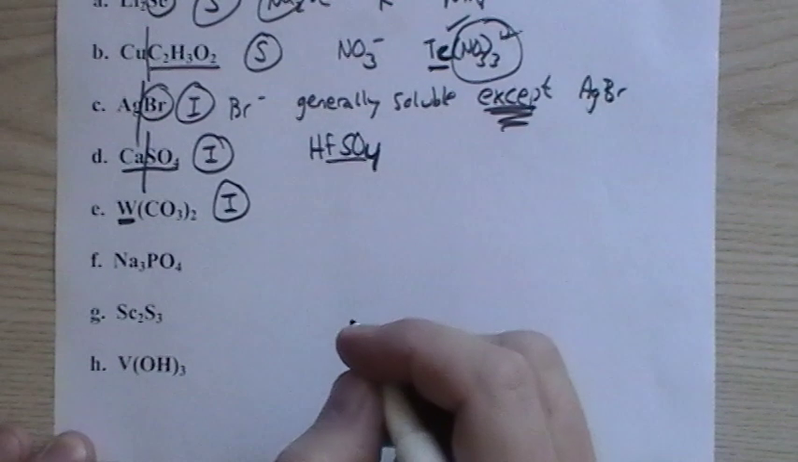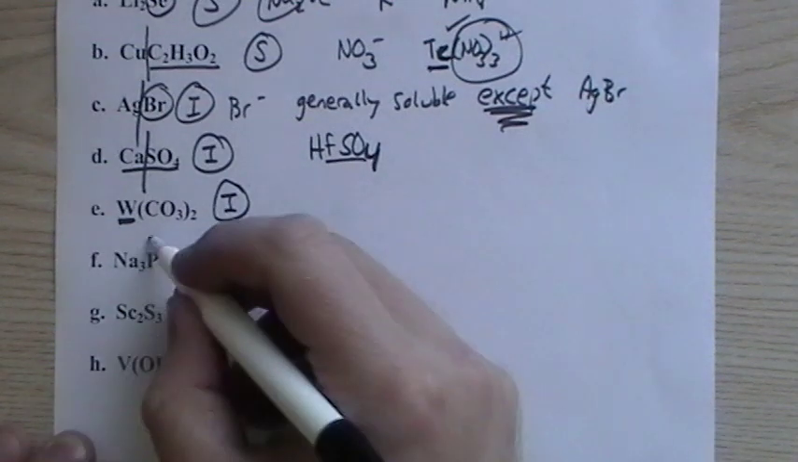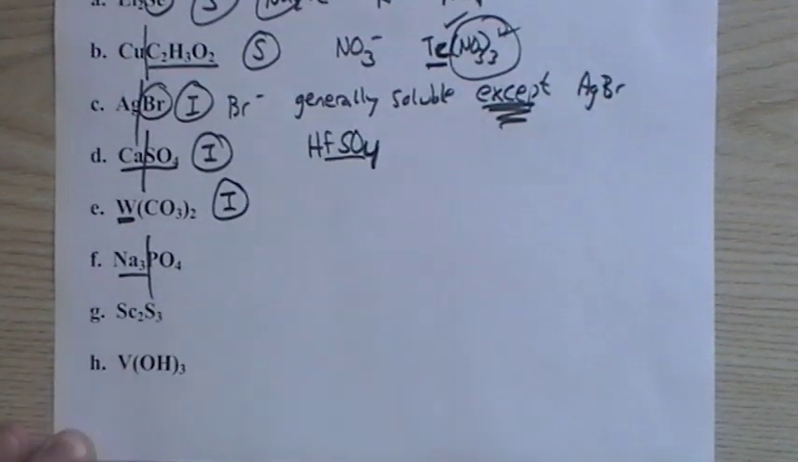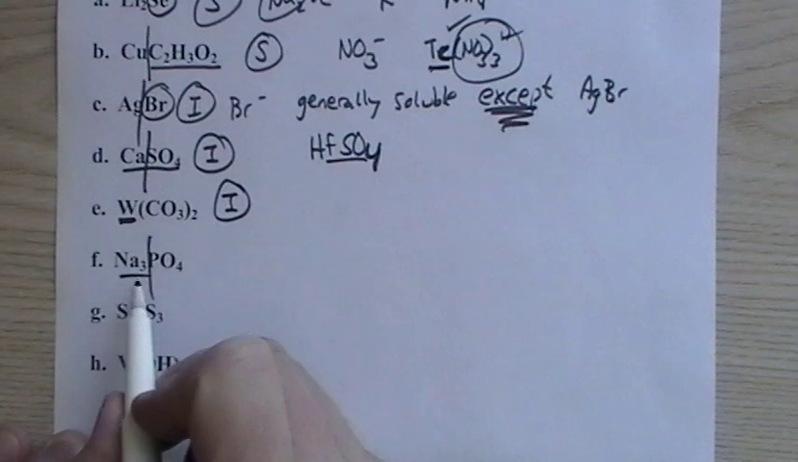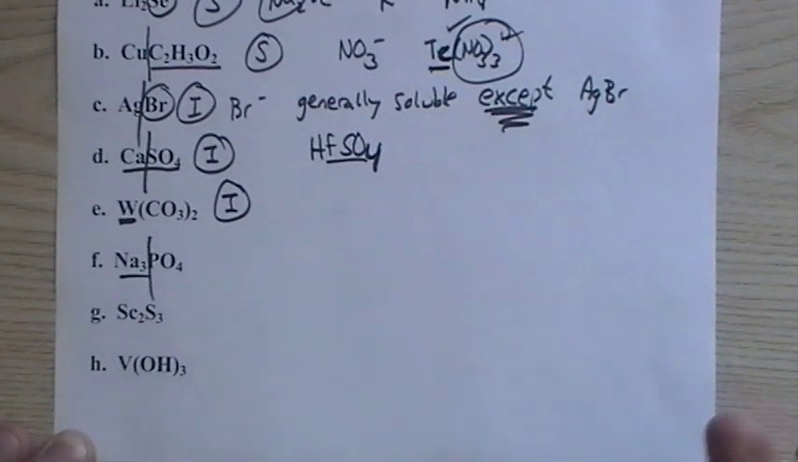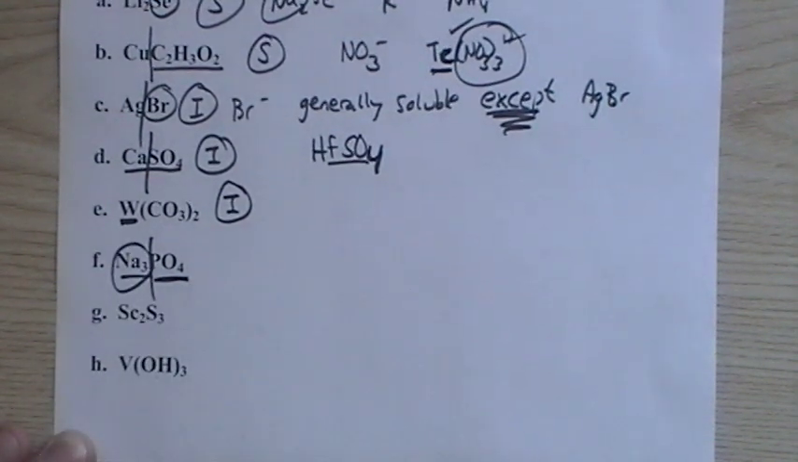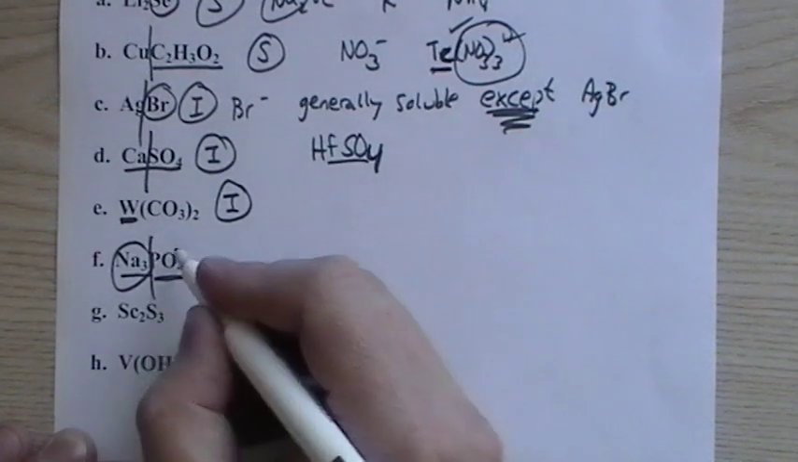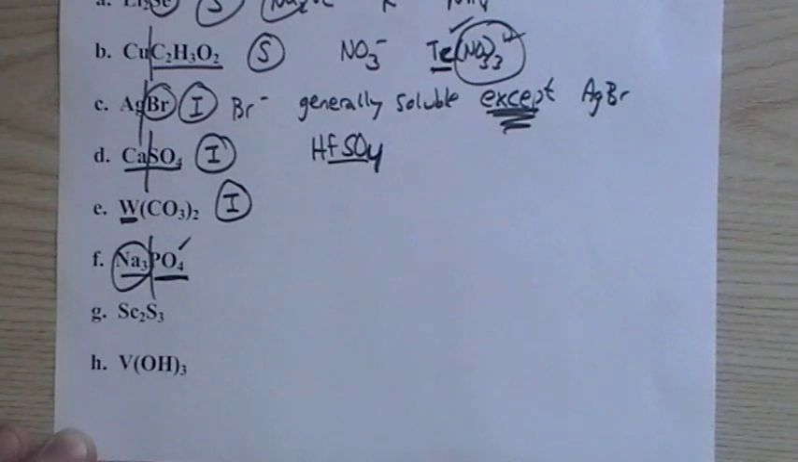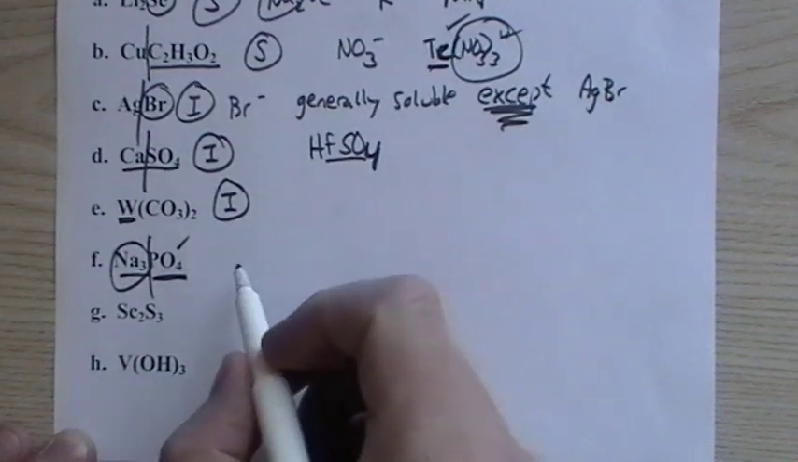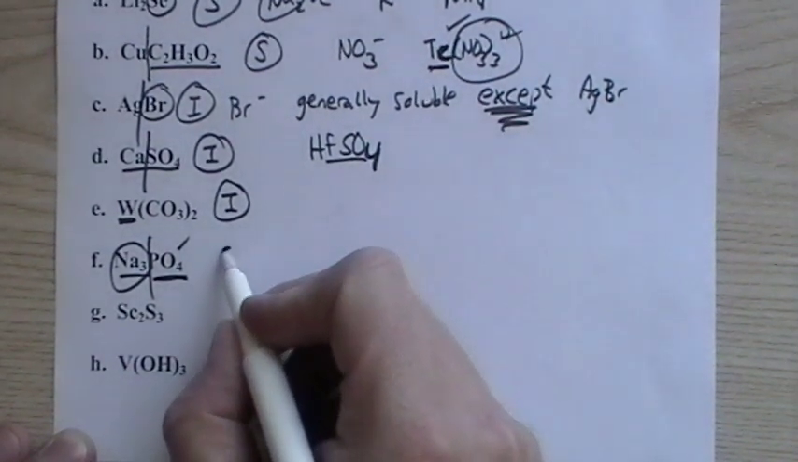Phosphate is insoluble, but it's attached to sodium here. That's why the rule about sodium is rule number 1. It is the most important rule, so it supersedes the one about phosphate. If you have sodium, there are no exceptions to that rule. If there's sodium attached to something, it's soluble. So phosphate is insoluble, but the exception is group 1A ions. So this is soluble.